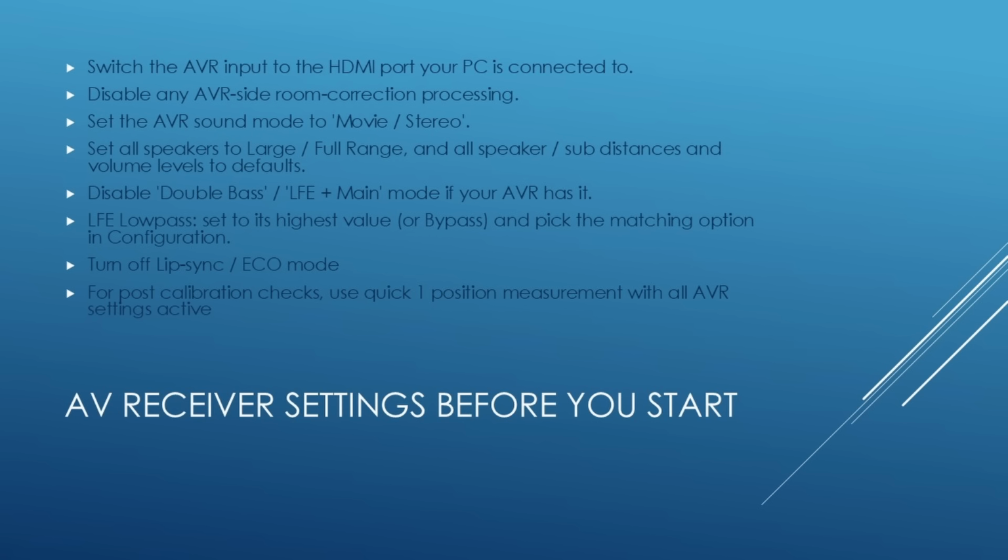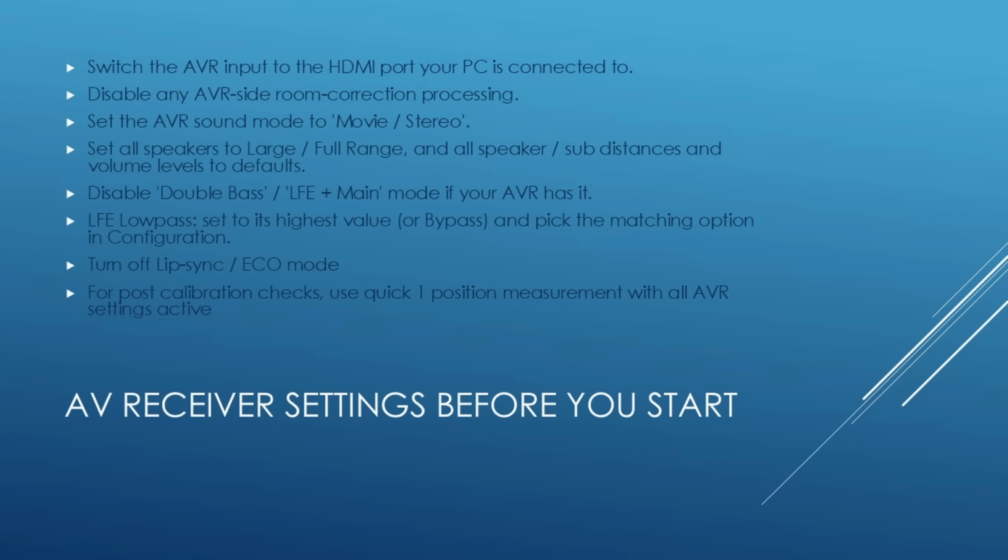Here are the AVR settings you need before starting your measurements. If you're measuring your system without any prior calibration, apply these settings to the HDMI input port connected to your PC. If you plan to enable any AVR room correction processing, like Dirac, Odyssey, or YPAO, set the AVR sound mode to stereo. For example, on a Marantz receiver, you do this by pressing the movie button and changing the mode to stereo. The system will then automatically switch to Atmos and TrueHD when needed.